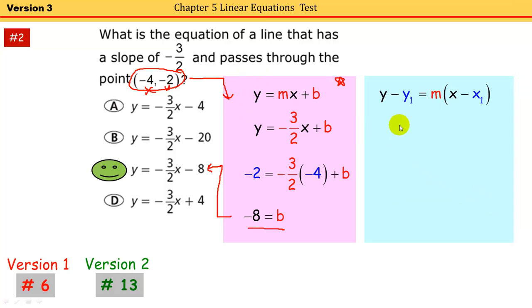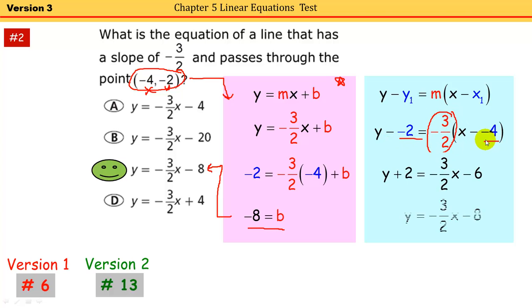Those people who use the point slope formula, again, we would just plug in the slope and the point and go right through, and of course we will get to the same place.